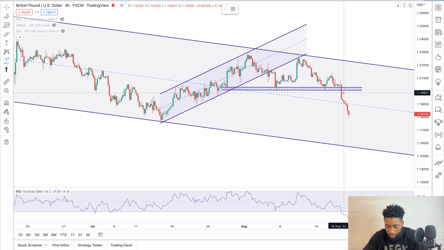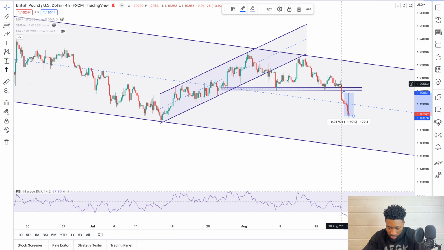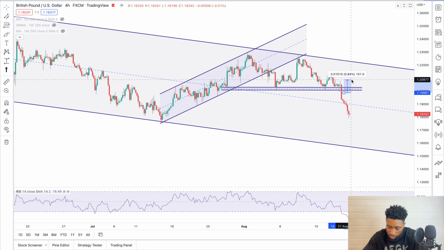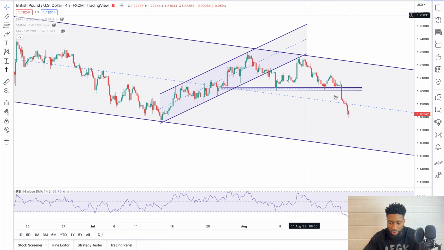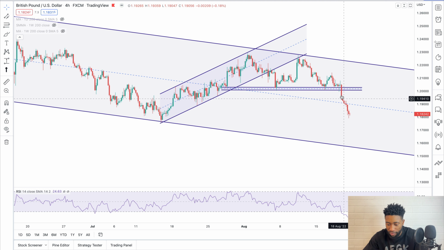So going short here would have made you approximately 180 pips. Then your stop loss would have been just above this high, and that would have been 100 pips. Yeah, so a 2-to-1 risk to reward ratio, which is actually not bad. So that's a good trade, and you wouldn't have to wait for so long or for days to take profit.